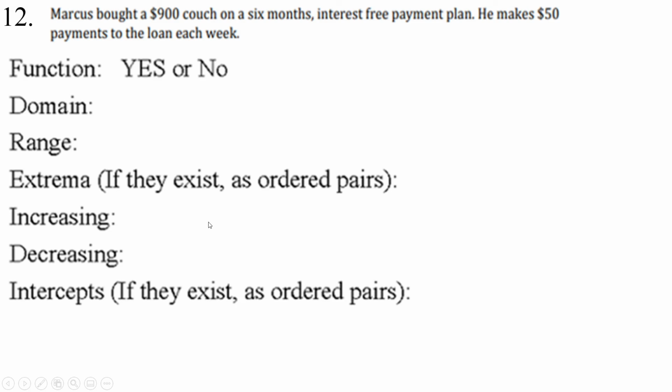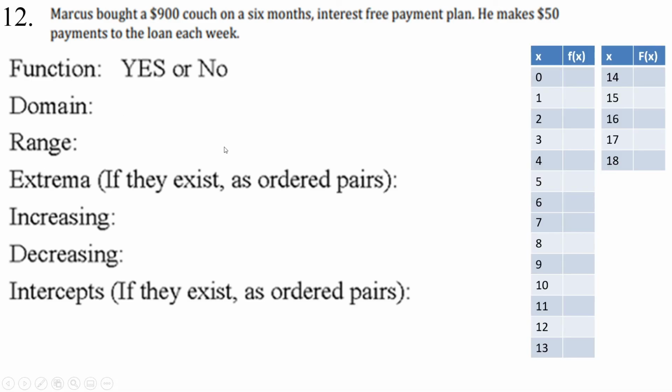Number 12. Now our context problem. Marcus bought a $900 couch on a 6 months interest-free payment plan. He makes $50 payments to the loan each week. So let's put this in a table. Okay, so he bought the couch for $900. So when he bought it, week 0, he owes $900. And he is paying $50 back interest-free every week.